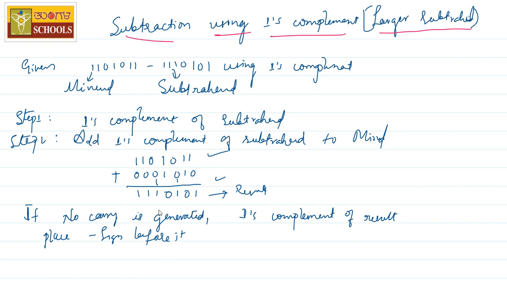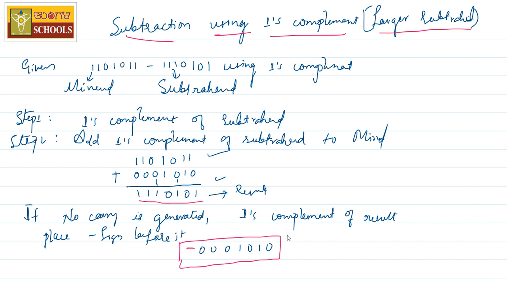What is the 1's complement of the result? The result is this one, right? If you observe, the result is this one. So take the 1's complement of the result, that is 000 1010. This is the 1's complement of the result. Then what we have to put? We have to put a minus sign before it. This is how we can perform 1's complement subtraction if the subtrahend is larger.